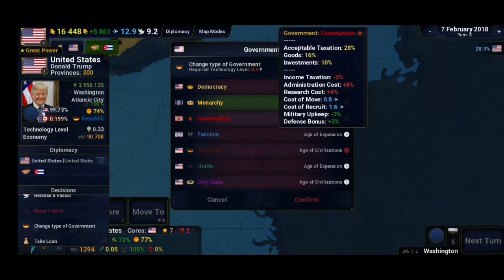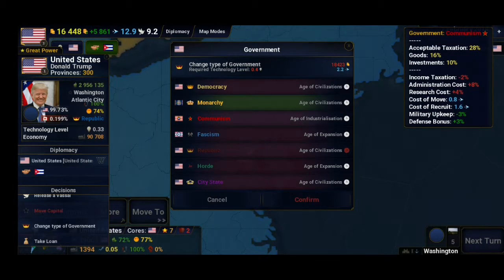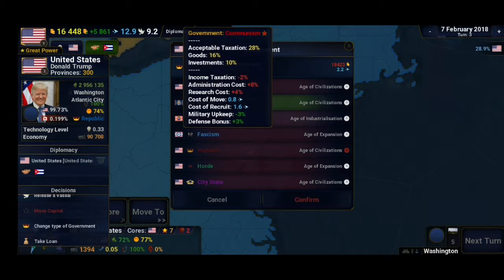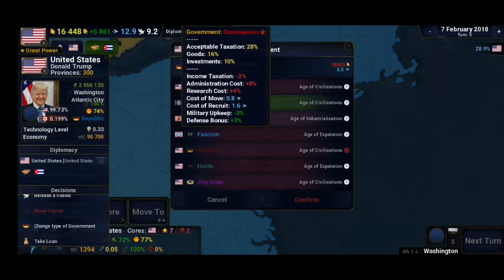Communism, you get up to 28% taxation, but it's a lot of debuffs for you. Oh, sorry. My hand was on the side. Income taxation, kind of bad. Administration cost, it's horrible. Even the research cost. Though you get really good military upkeep, so you can maintain a good army with this. But not that good. Defense bonus, kind of on average decent.